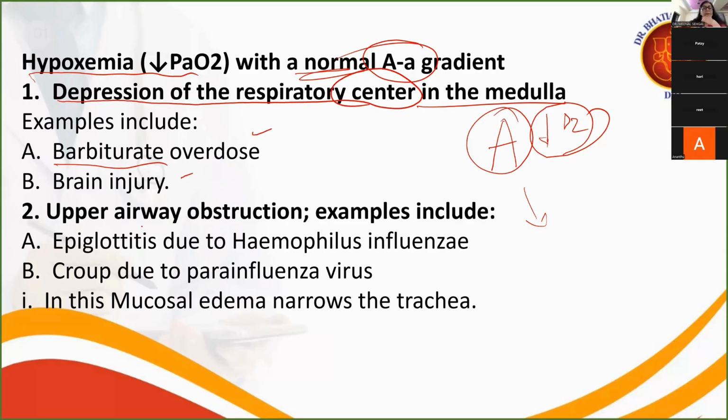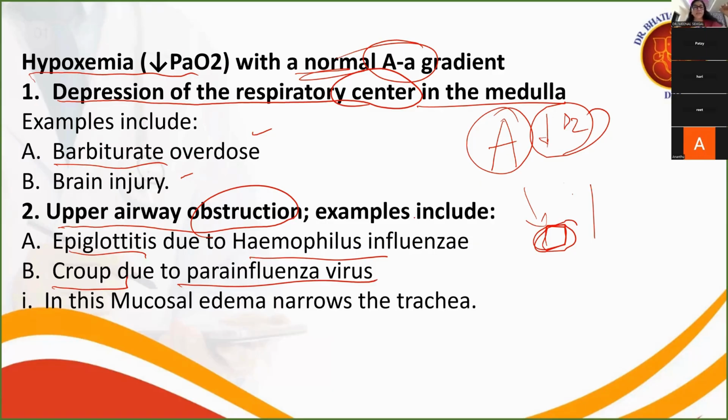Similarly, if there is upper airway obstruction, for example epiglottitis because of H influenzae, there is severe epiglottitis and there is no breathing. Breathing itself is defective. There is croup because of parainfluenza virus. Here there is mucosal edema causing narrowing of the trachea. The tracheal lumen itself is narrowed because of the tracheal edema.